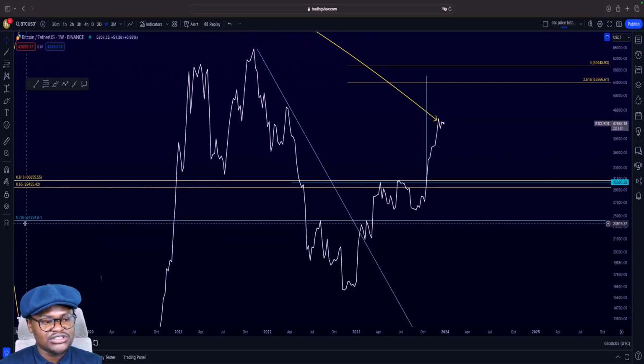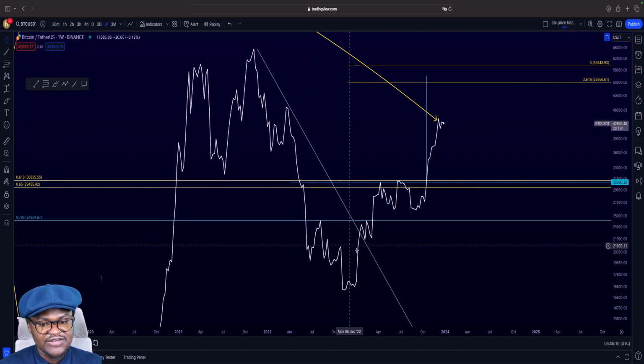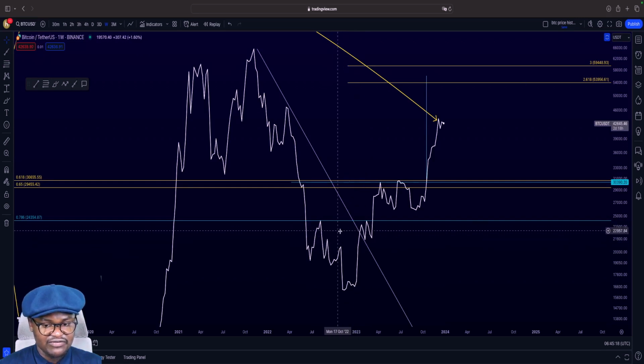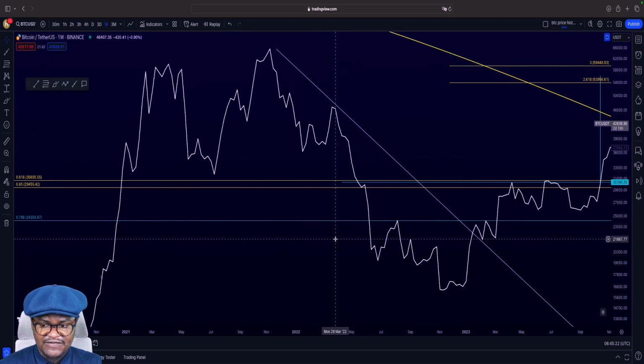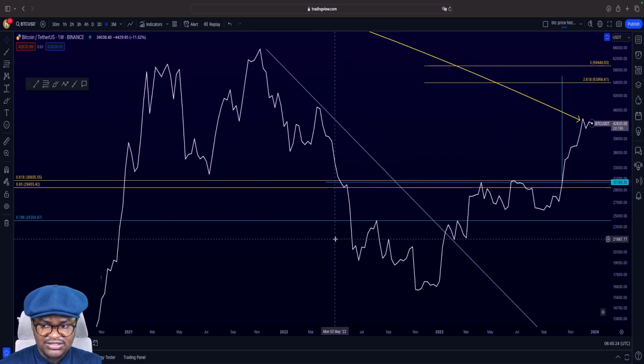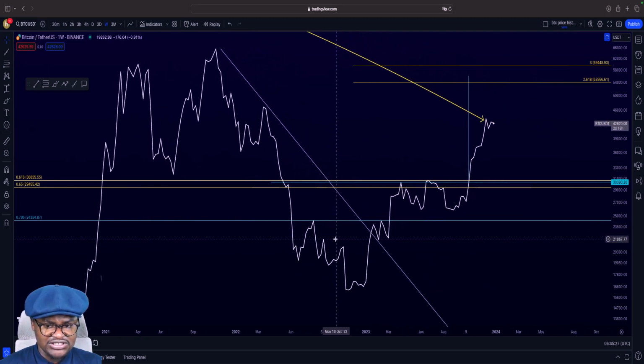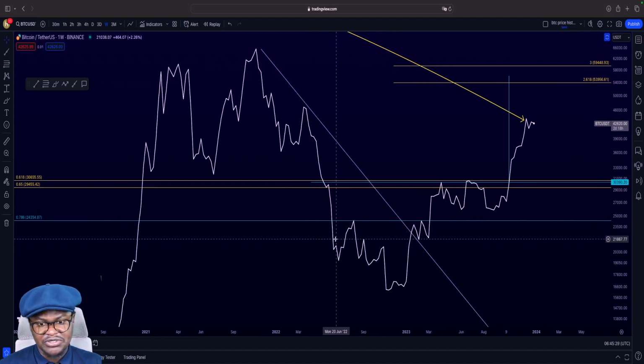And we also see the 0.786 Fibonacci level at 24k, 24.3-ish, which is also the neckline of this inverted head and shoulders right here. Just interesting to see how that fits exactly. It almost looks perfect. It's like that is actually going to be the top.